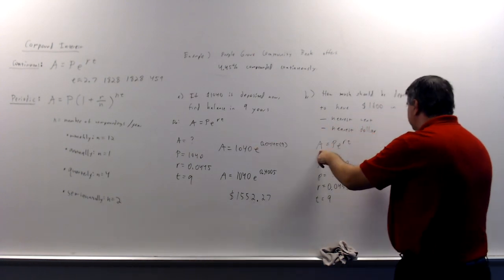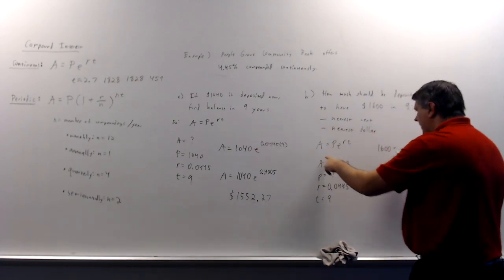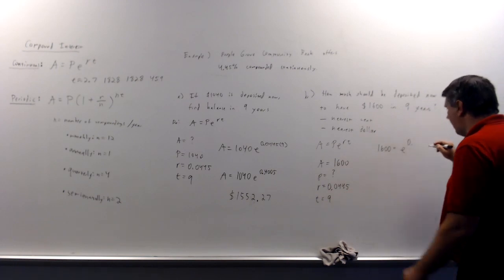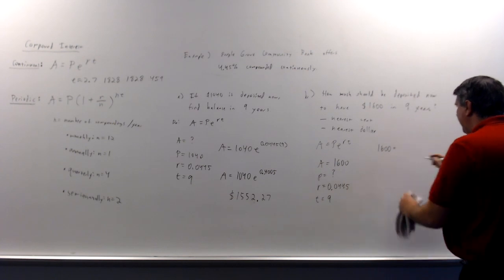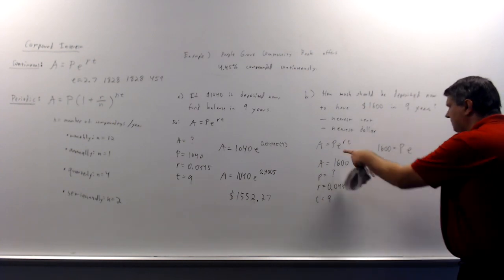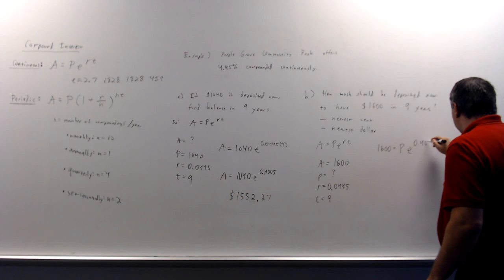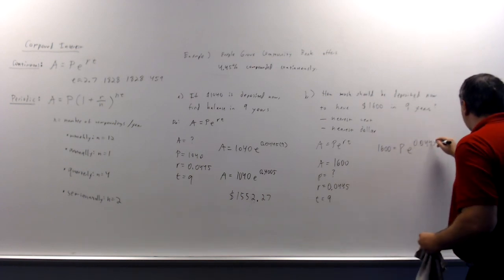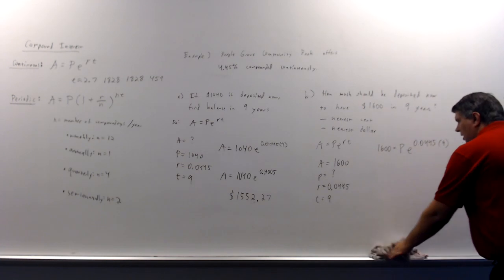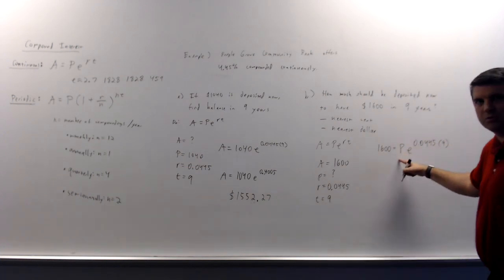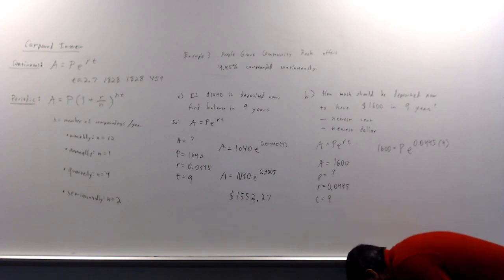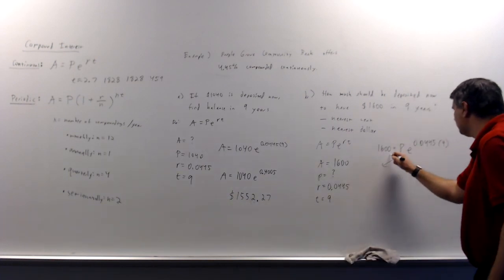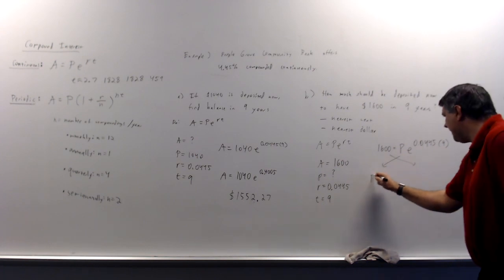So I want to know when 1,600 will equal P times e to the 0.0445 times 9th power. Okay, that's my unknown. That is what I'm solving for. So what I'm going to do is, since that's my unknown, I'm going to switch the sides and move it over here. Okay, so I have P.